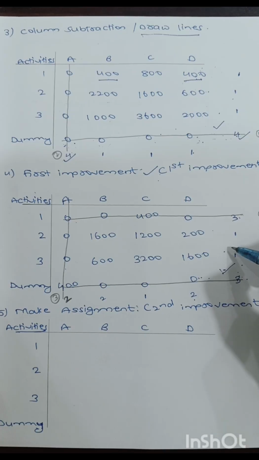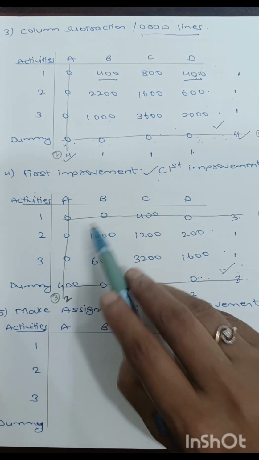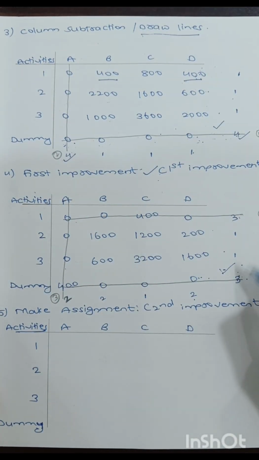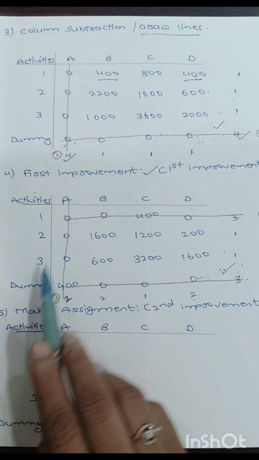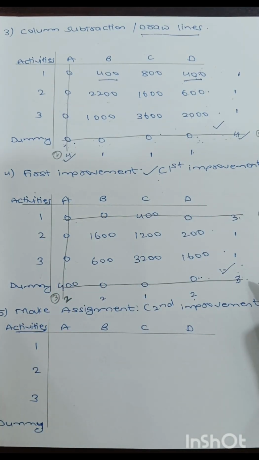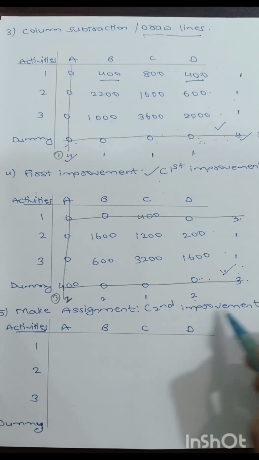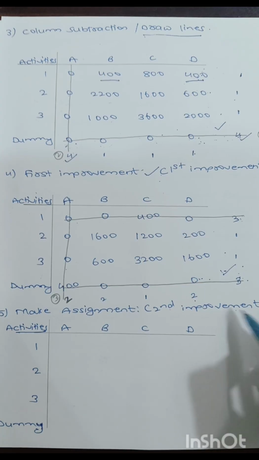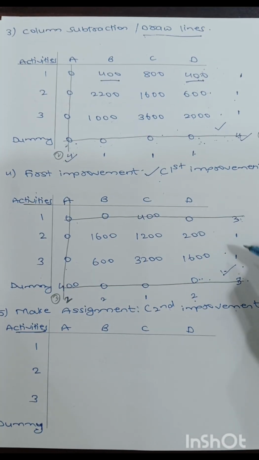But our given matrix is a 4 by 4 matrix. Hence the number of lines is less than the number of rows and number of columns. Hence we have to go for the second improvement. Why are we going for the second improvement? Because we have got fewer lines, only 3 lines, and our matrix is a 4 by 4 matrix. 4 by 4 means 4 rows and 4 columns. Hence we are going for the second improvement.